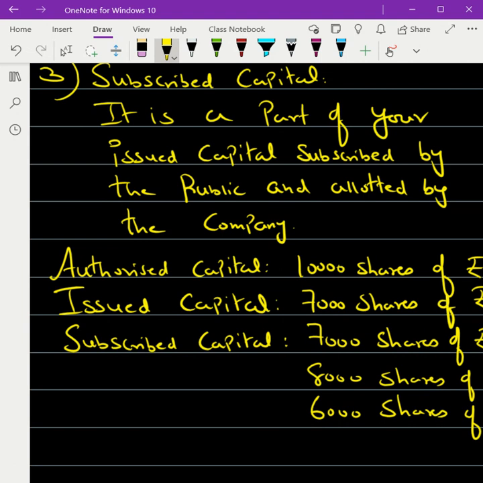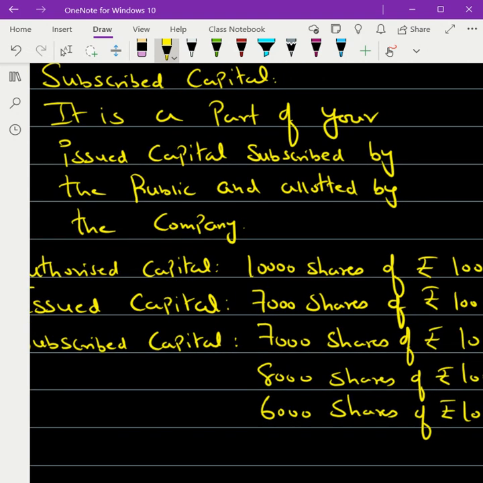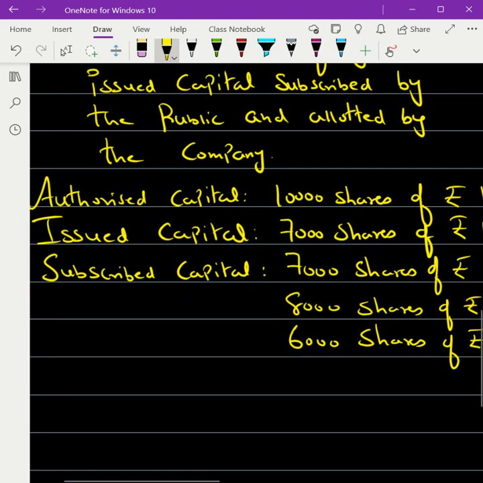That value should be equal to 90% or it can be more than 90%, not an issue. But if it's less than 90%, obviously you cannot proceed further. You have to refund the money back. So here, if 7,000 is your issued capital, just find out what is 90 percentage of 7,000. 7,000 into 90 by 100.